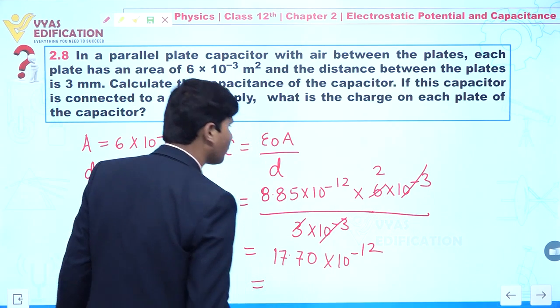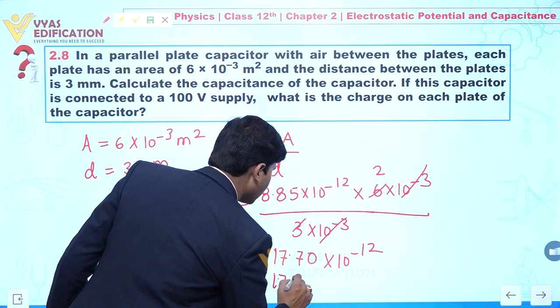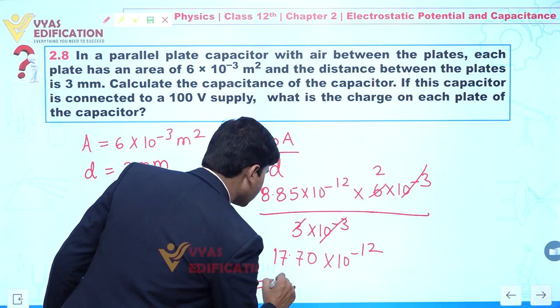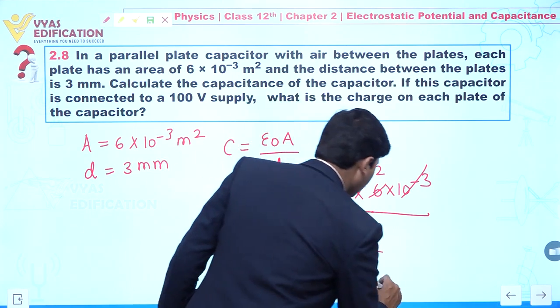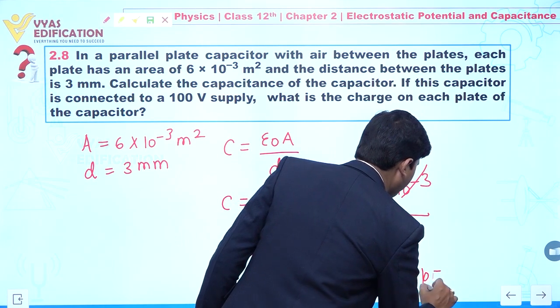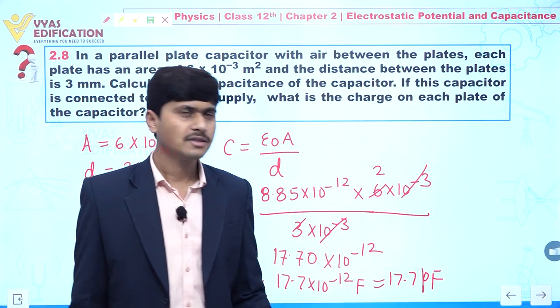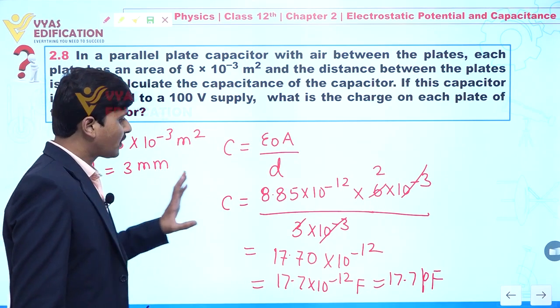So the value of capacitance is 17.7 into 10 to the power minus 12 farad, or you can say this is 17.7 picofarad. Clear to everyone? So this is the value of capacitance.